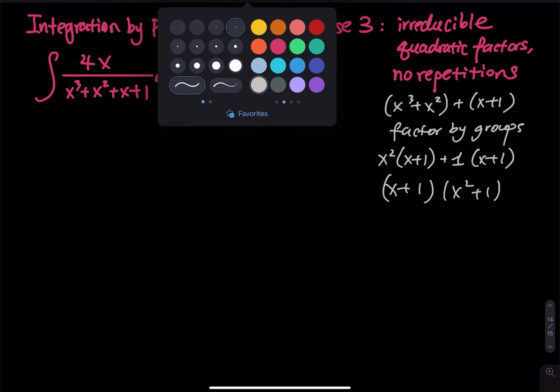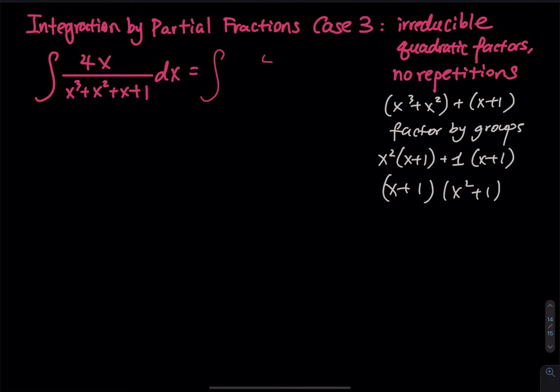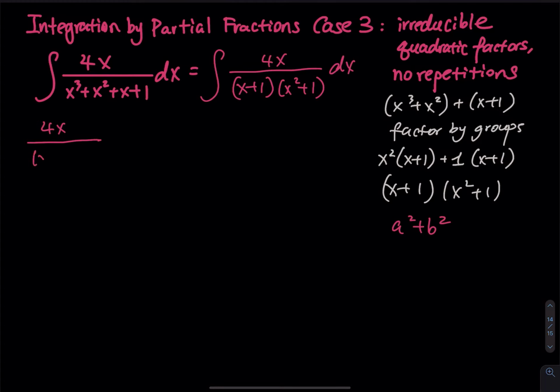Okay, so let's put this up. We have the integral of 4x divided by x plus 1 times x squared plus 1. The x squared plus 1 is quadratic, no repetition, and it is irreducible because a squared plus b squared cannot be factored. And this is a dx, and then we prepare the two fractions. So we have 4x divided by x plus 1 times x squared plus 1.